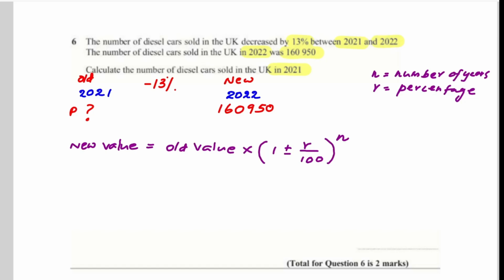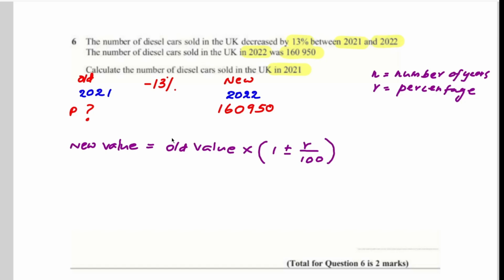Here, n is the number of years. In this case, we don't have to deal with this n, because we always use this n when we have to deal with compound interest. In this case, we don't have to deal with compound interest. Now, this is the formula. Let's plug in the values for this one.